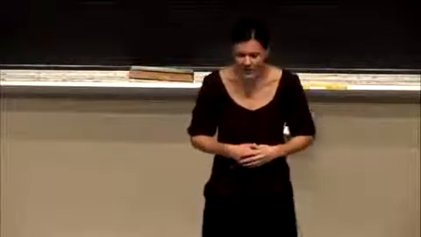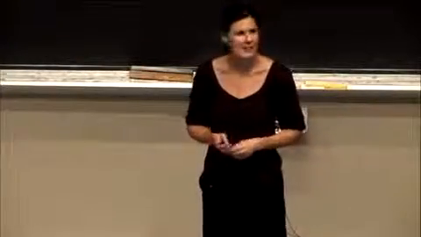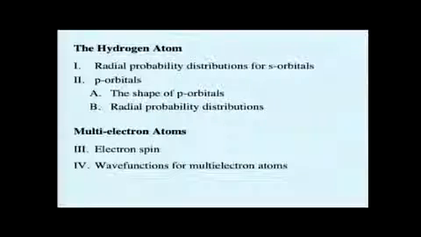All right, so today we're going to finish up our discussion of the hydrogen atom. We started on Monday talking about radial probability distributions for the s orbitals. We'll finish that up, and then we're going to move on to talking about the p orbitals.